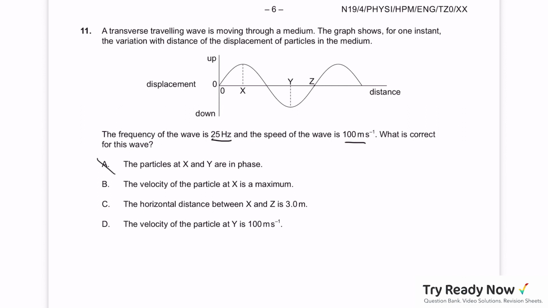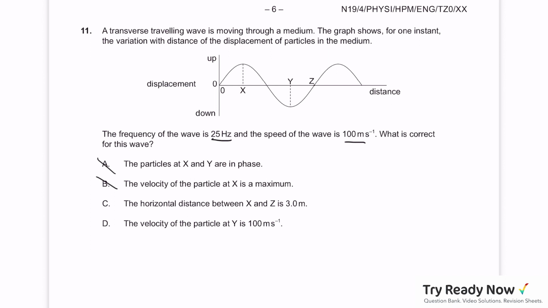Option B, the velocity of the particle at X is at a maximum. That is false because at X the velocity is actually 0 because the particle has just gone up and now it's going down. So velocity is just at 0. So option B is false.